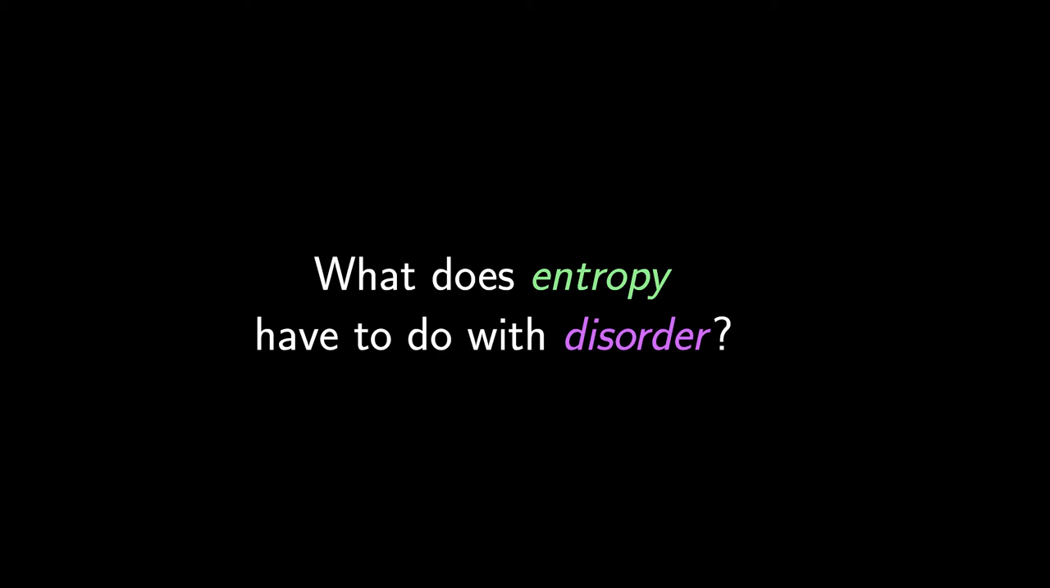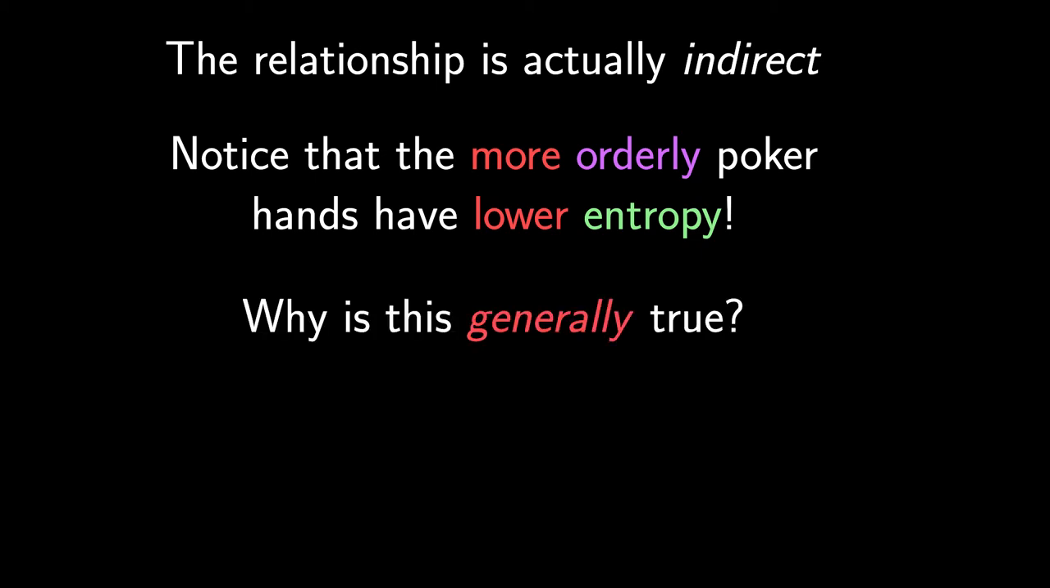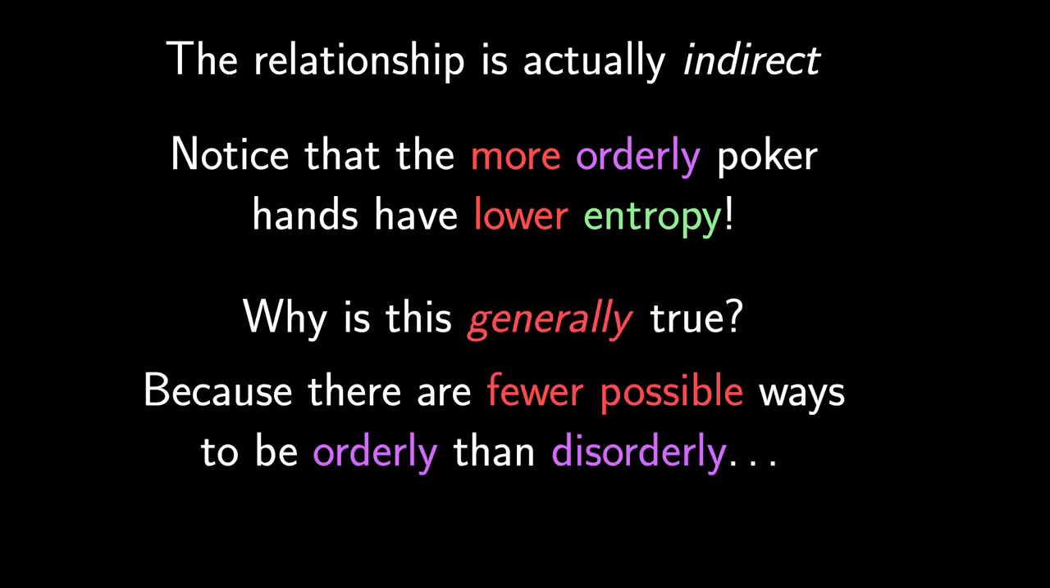What does entropy have to do with disorder? People are always saying, well, entropy is a measure of disorder. Well, the relationship, at least for the notion of entropy we use in physics, is somewhat indirect. Notice that the more orderly poker hands have lower entropy. Why is this generally true? Well, it's because there are fewer possible ways to be orderly than to be disorderly, right?